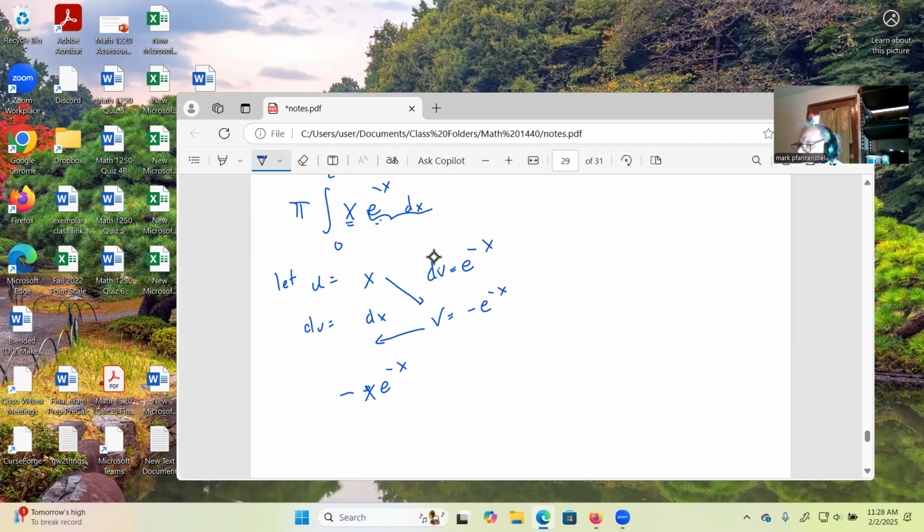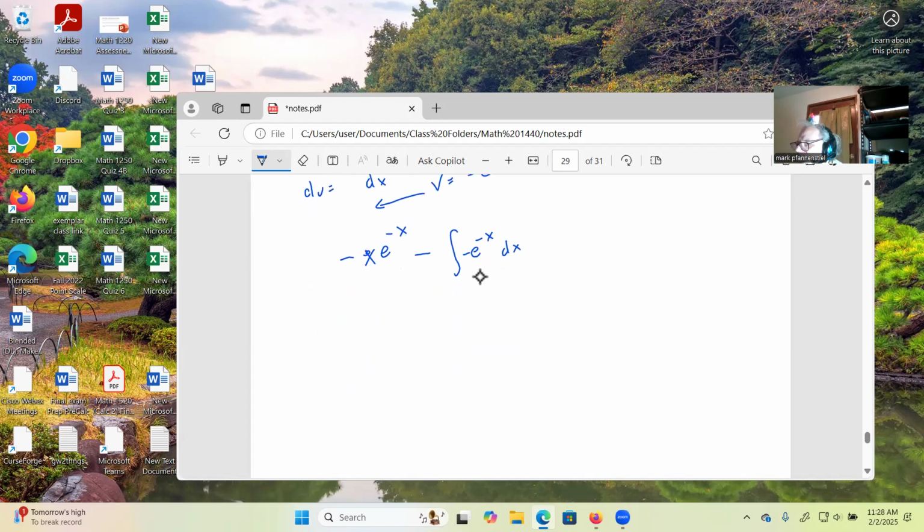I just swapped the order, right? Instead of uv, I said vu. It's not a big deal. Minus the integral of negative e to the negative x dx. I just kept the negative sign there for a moment. Almost always the first thing I do is go ahead and add, and we have the integral of e to the negative x, and we just integrate that. So we have negative x e to the negative x minus e to the negative x. We're just integrating this piece here, and then we're going to evaluate this from 0 to 2.